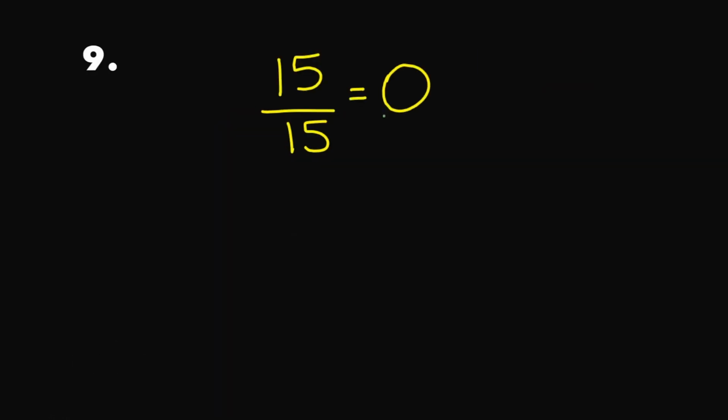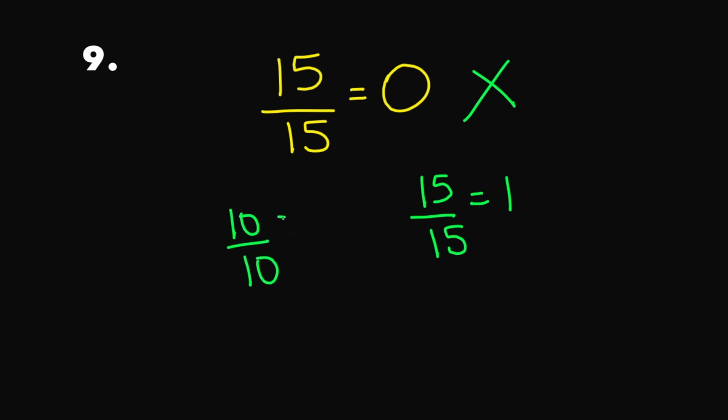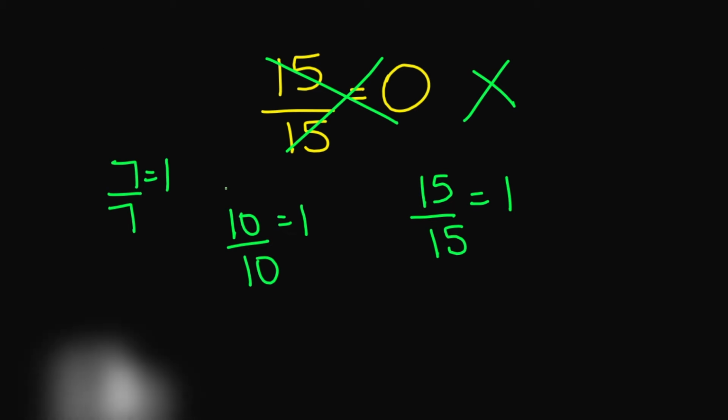Let's look at this question here. 15 divided by 15 equals 0. Is this true or false? And this is false. 15 divided by 15 equals 1. If you have 10 divided by 10, this equals 1. If you have 7 divided by 7, this equals 1. So 15 divided by 15 equals 0 is false.